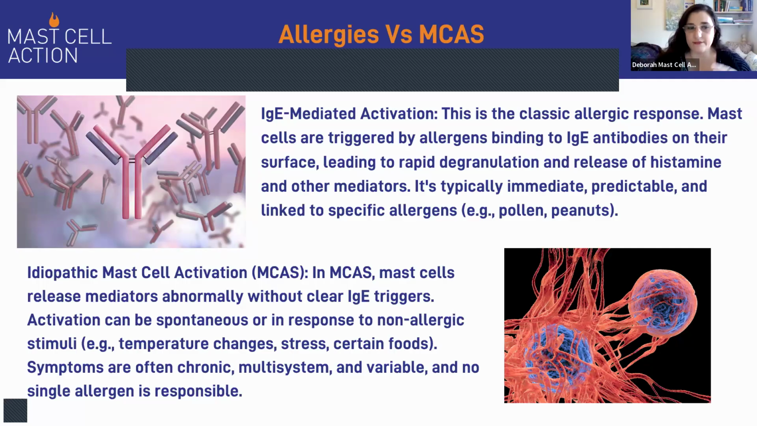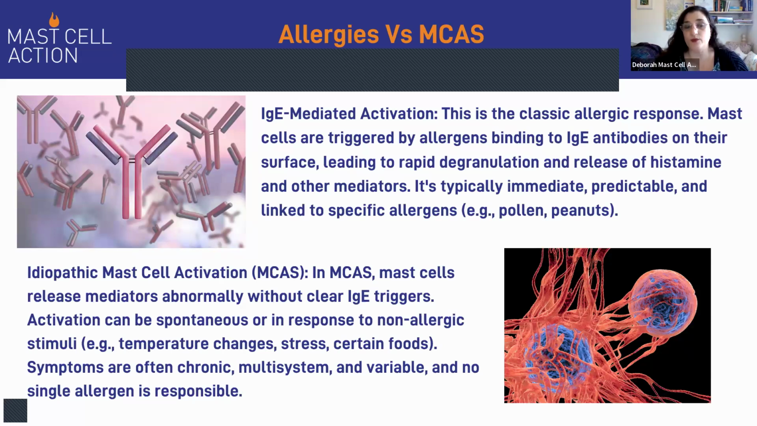The difference with MCAS, mast cell activation syndrome, is that it's what's known as idiopathic, which means there's no known cause. And in MCAS, the mast cells release their chemicals without an antibody trigger. So it's a non-IgE mediated response. And it can be spontaneous, just happening all on its own, or it can be in response to some stimuli that shouldn't be problematic. As I said, like changes in temperature, pressure on the surface of the skin, stress, foods, chemicals in the environment, toiletries, things that would normally be safe. The mast cells react without any warning and without any obvious cause.